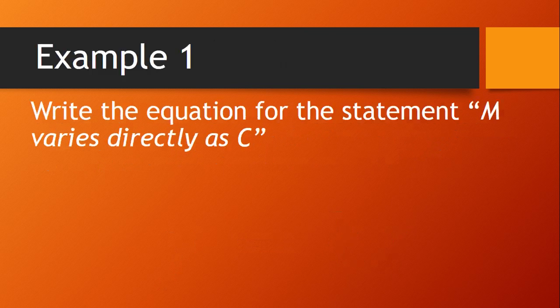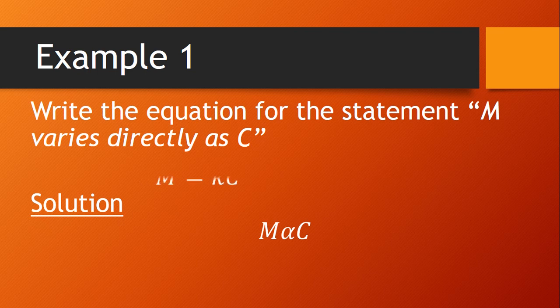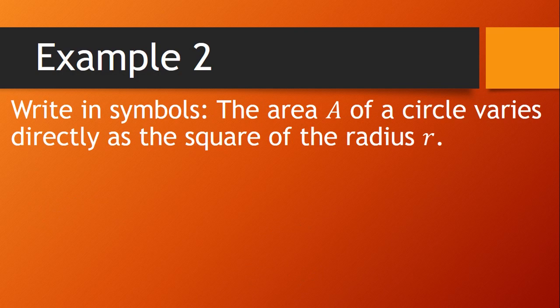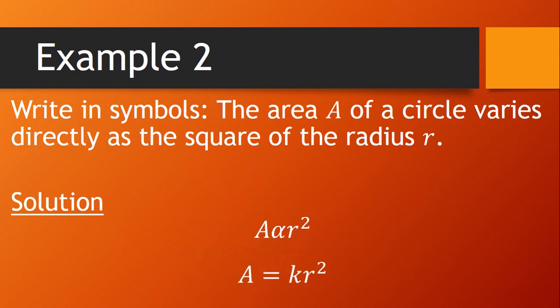So for example, write the equation for the statement m varies directly as c. So yung symbol yan, yung nakikita yung symbol yan, ibig sabihin yan varies directly. And kapag sinulat natin yan as equation, so that is m is equal to kc. Kung ano nauna sa statement, yun din ang mauuna sa equation. Next, the area A of circle varies directly as the square of the radius r. So A varies directly, so equals to k. And then nakalagay dyan, square of the radius. So ibig sabihin, raised to 2.